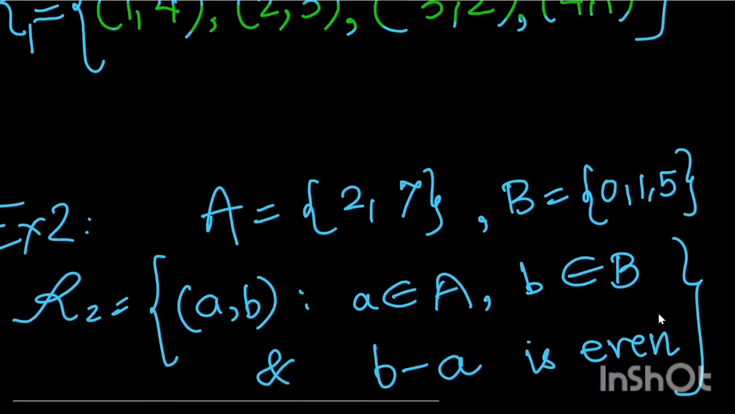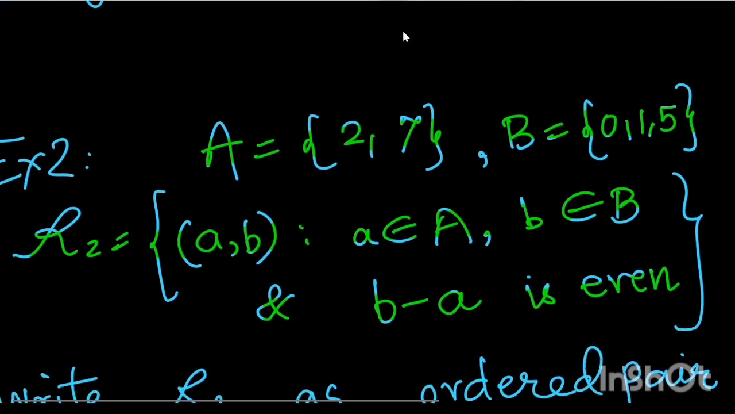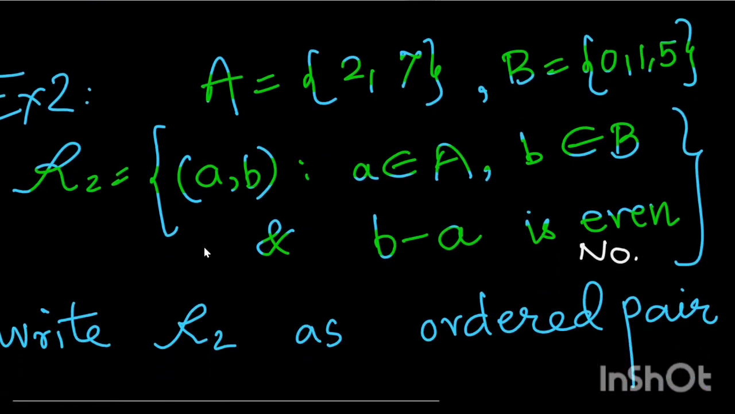Now suppose in the next example A is {2, 7}, B is {0, 1, 5}, and R2 we need to define as: a, b where a is in A, b is in B, and b minus a is an even number. Write R2 as ordered pairs, guys. Okay.